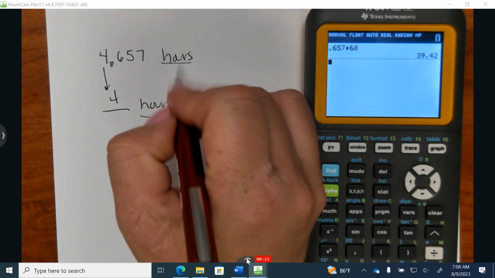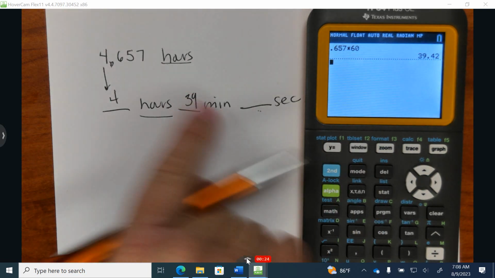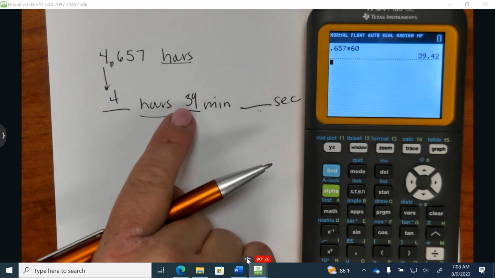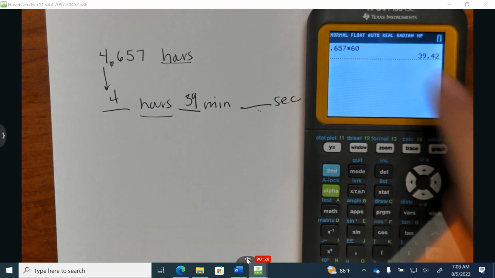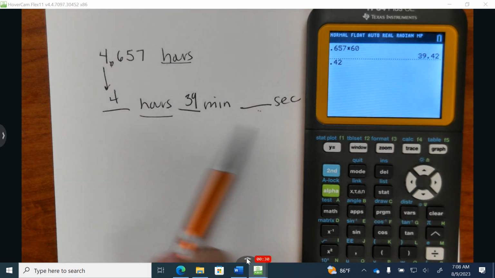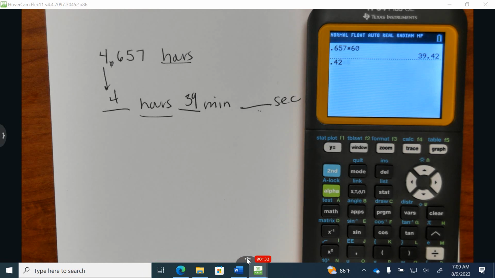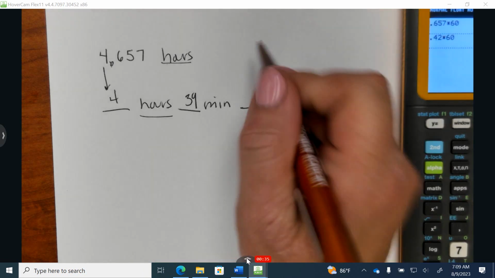The whole number goes into the blank, so there's 39 minutes. 0.657 is equivalent to 39 minutes, but there's still a remainder. So I type in the remainder. How many seconds are there in a minute? 60. Times 60, and we have 25.2.